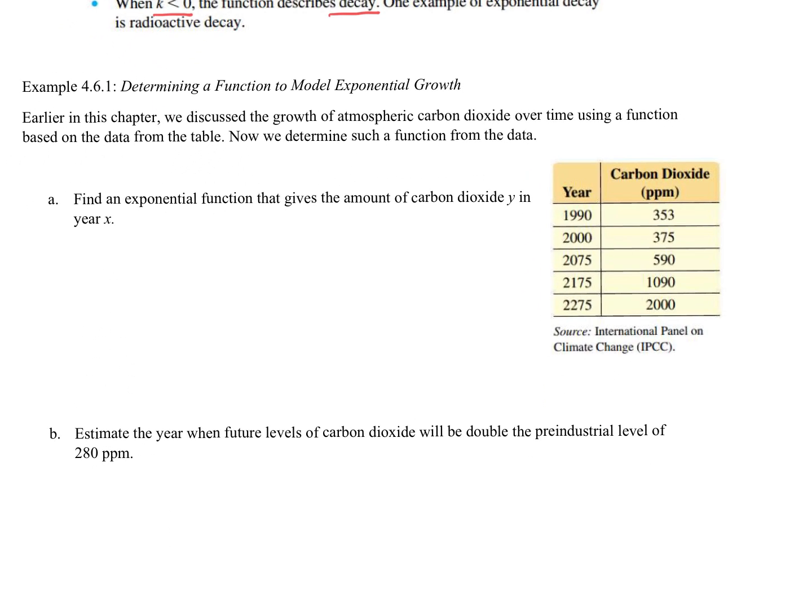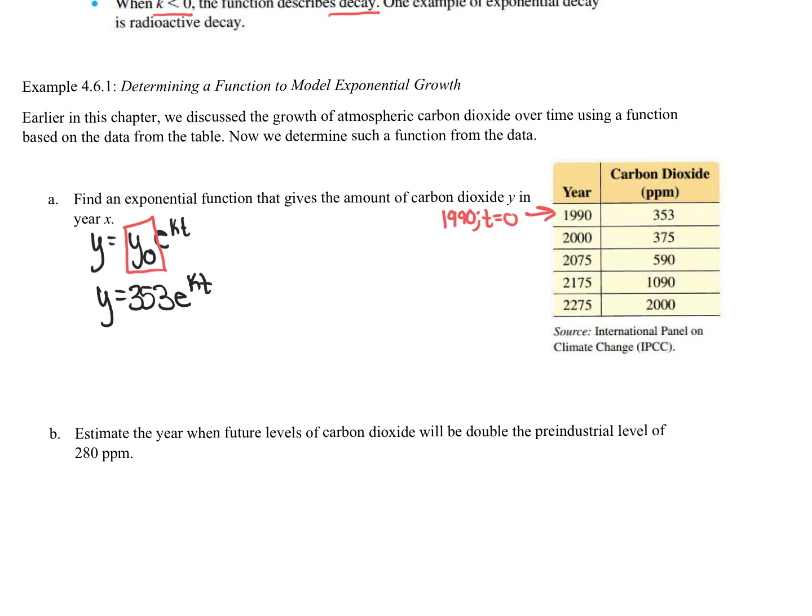So in this first problem, we're going to use the data given to find an exponential model that gives the amount of carbon dioxide Y in years. So our model is going to be Y equals Y sub 0 e to the kt. This Y sub 0 is my initial amount. So this is where my table starts. So I'm going to call 1990 t equals 0. So now I have Y equals 353 e to the kt power.